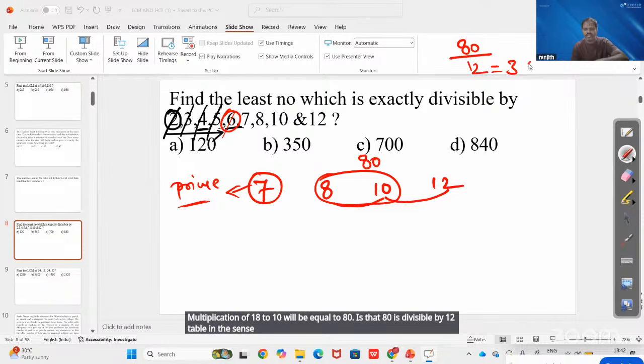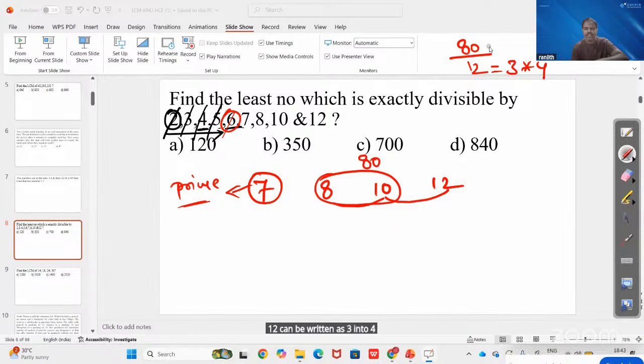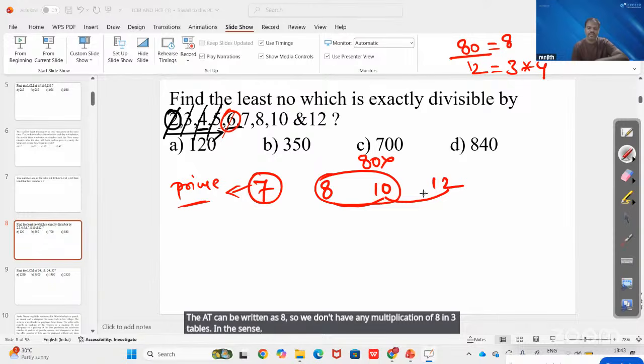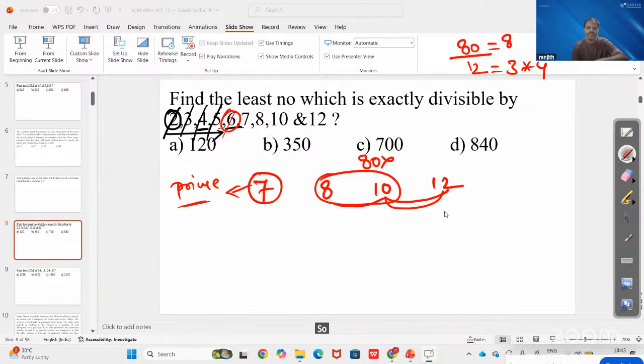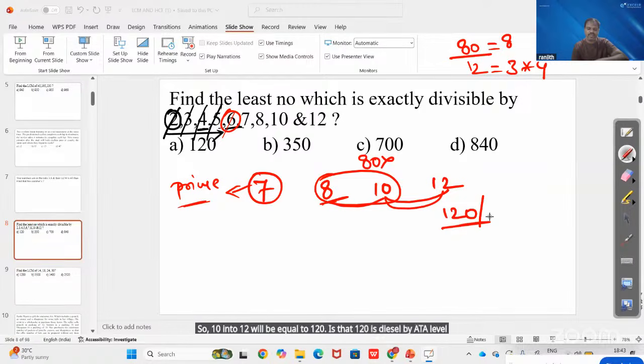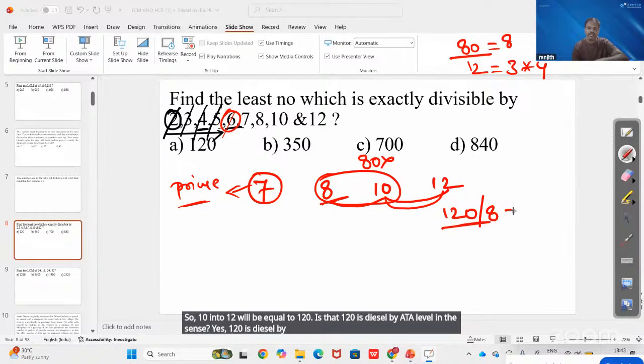12 can be written as 3 into 4. 80 can be written as 8. So we don't have any multiplication of 8 in 3 table. In the sense 80 is not possible. So 10 into 12 will be equal to 120. Is that 120 is divisible by 8 table in the sense? Yes, 120 is divisible by 8 table, where we are getting remainder is 0.